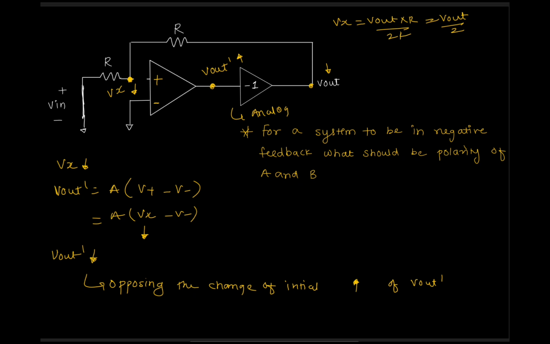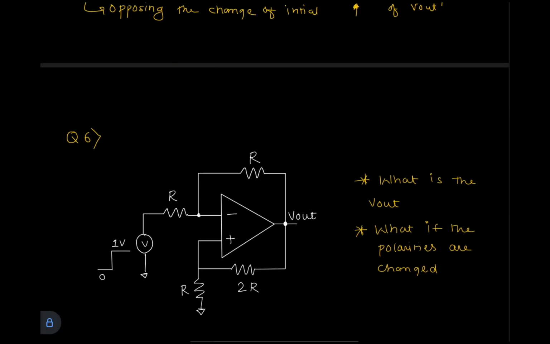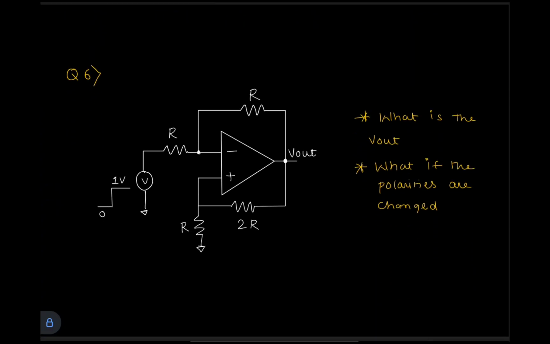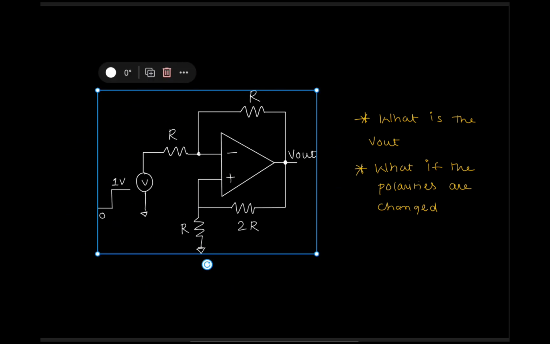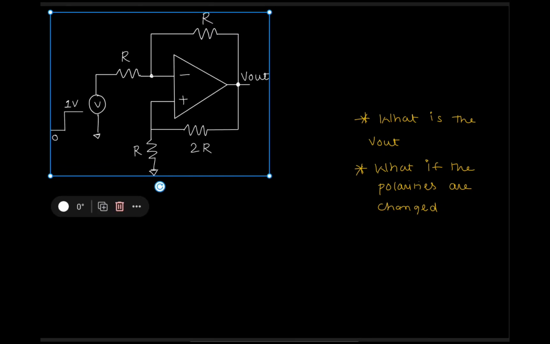Okay, so let's go to the next question. Here they have asked me to calculate V out, and then they asked me what will be the V out if polarities are changed. So let's just quickly make the room for the answer.